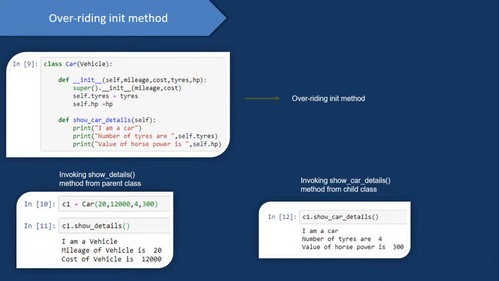Pawan Kumar is asking, is it necessary to define the parent class attributes in the child class as well? If you have a constructor in the child class, then yes, you would have to pass in the values for the parent class attributes as well.